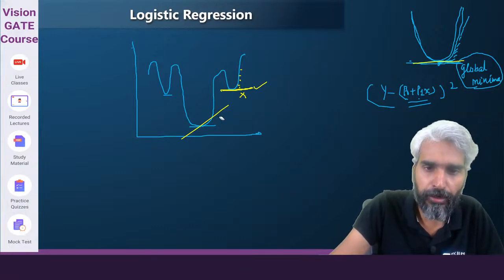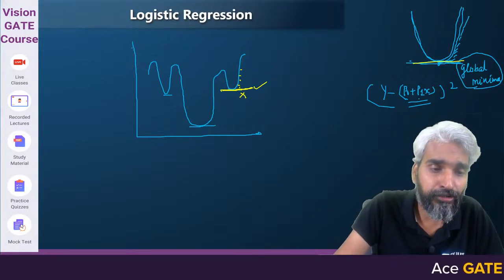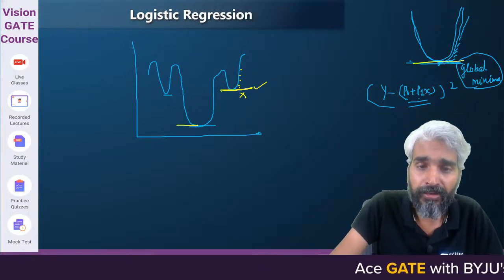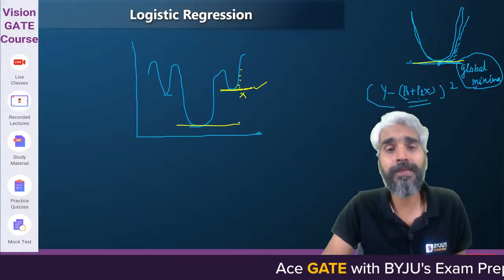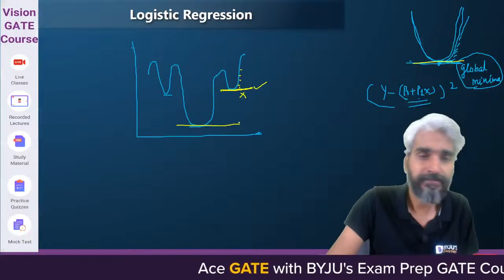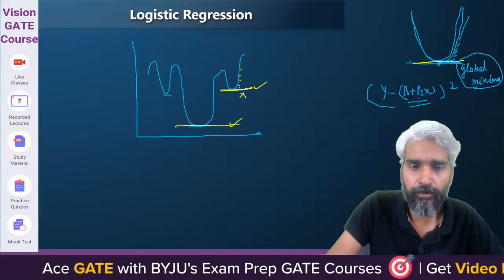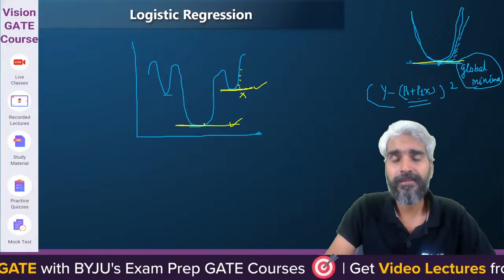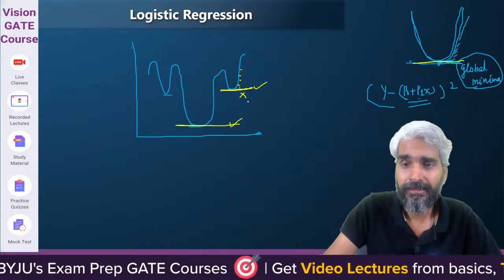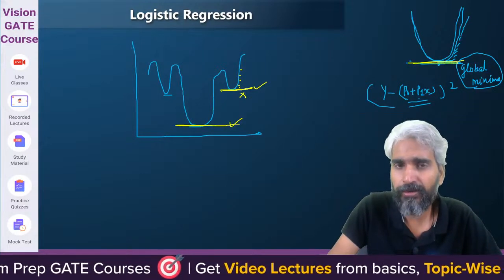Because this is not the global minima, this is the local minima. The actual minimization will be with respect to the global minima. Got the idea? Only when the overall cost is minimized will your loss function be minimized. Here the loss function will be a convex function.